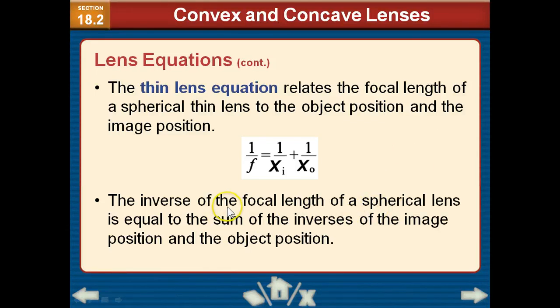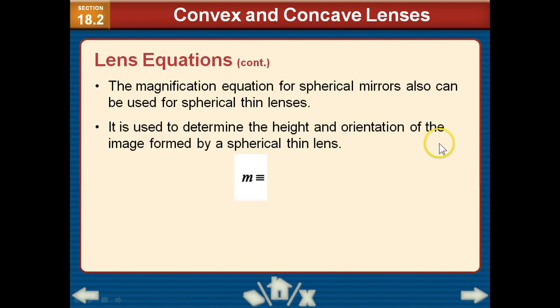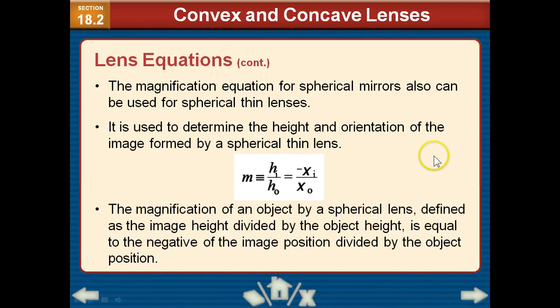The inverse of the focal length of the spherical lens is equal to the sum of the inverses of the image and the object positions. Magnification can also be calculated, and again, hopefully this is still familiar to you, because this is essentially the same magnification we use for convex and concave mirrors. So the magnification, defined as the image height divided by the object height, is equal to the negative of the image position over the object position.